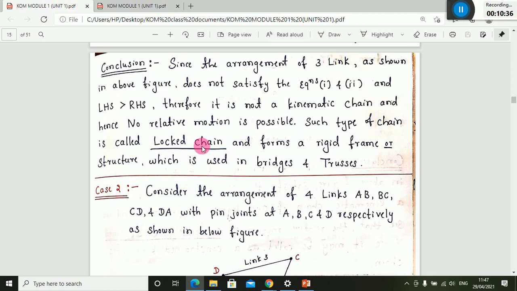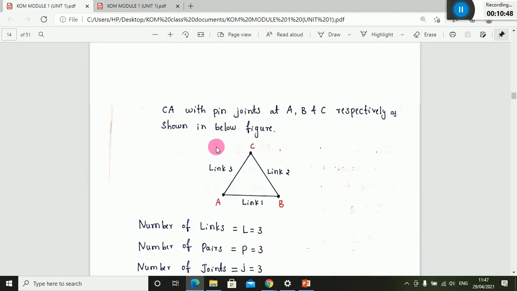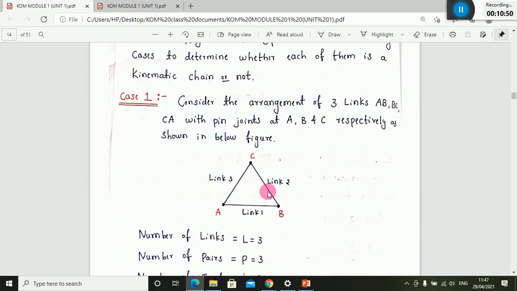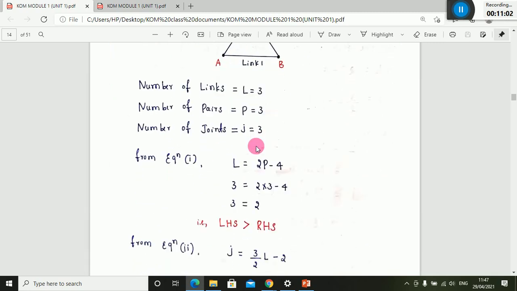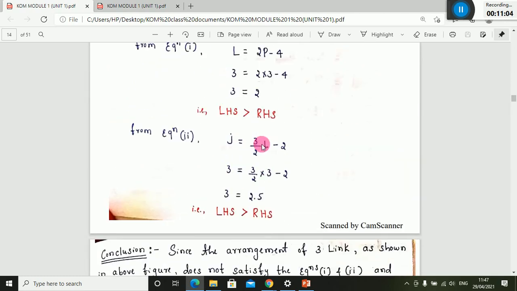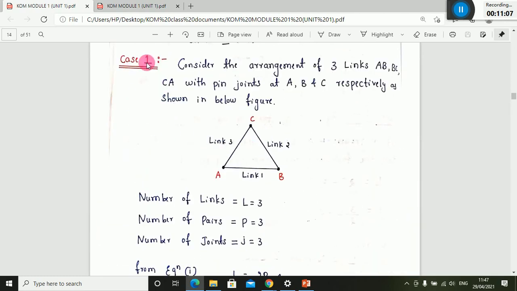This kind of locked chain is used in bridges or trusses, in construction, as a stiffener or supporting member. You can use this kind of group of kinematic pairs. Just at home, try to get this type of kinematic pairs using wooden sticks. You'll not get any motion. So is that clear about case 1? If it is clear, I'll go to the next one, case 2.